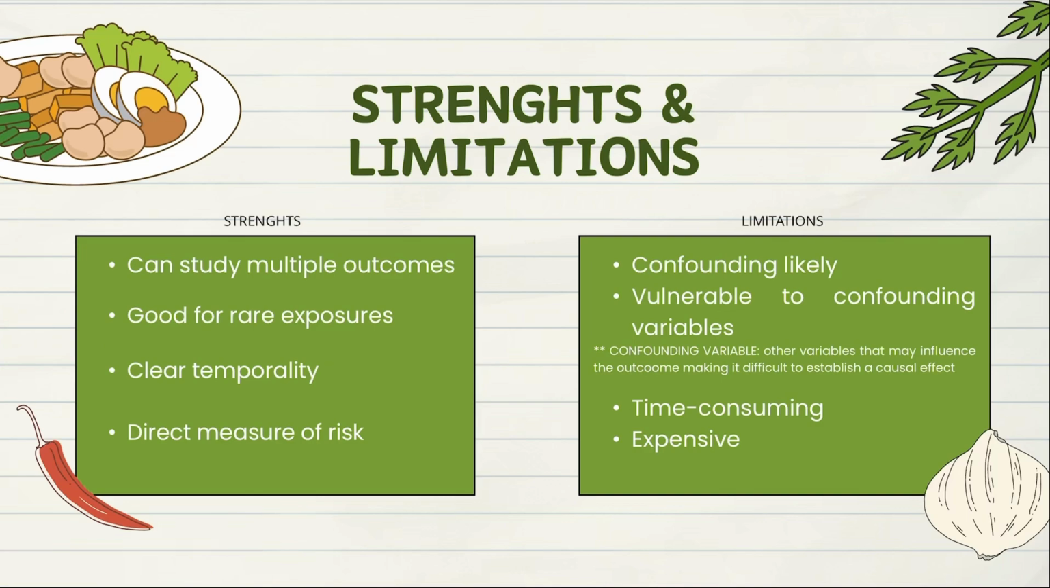However, there are also limitations to this research study design. Confounding factors are a major concern because they involve other factors that may influence the outcome of the research study. This makes it difficult to establish causation. These studies are also time-consuming since participants must be followed for many years. And finally, they can be expensive due to long follow-up periods and large sample sizes.